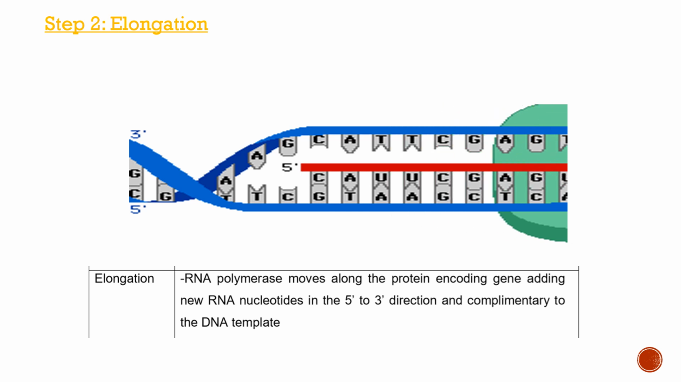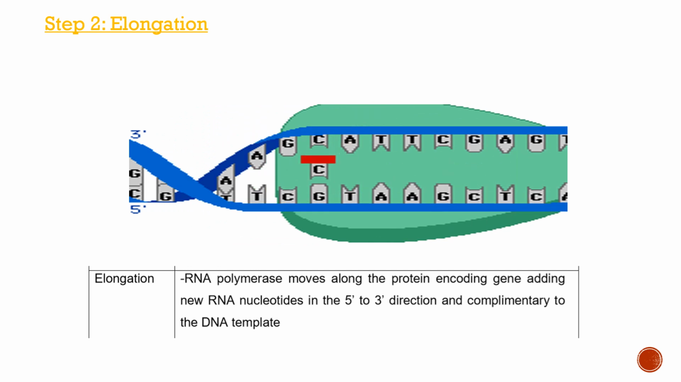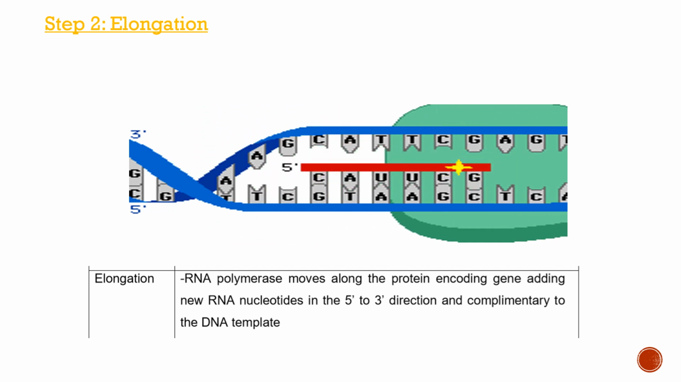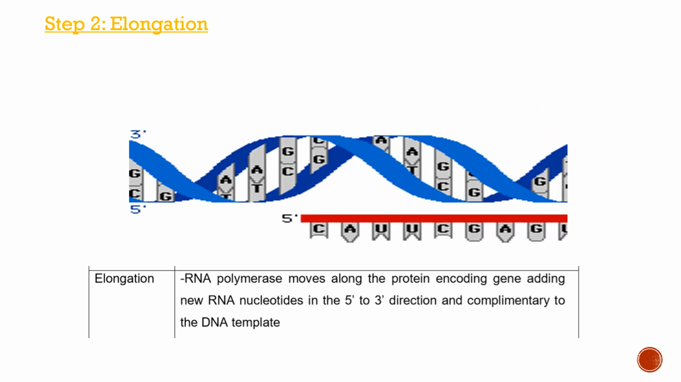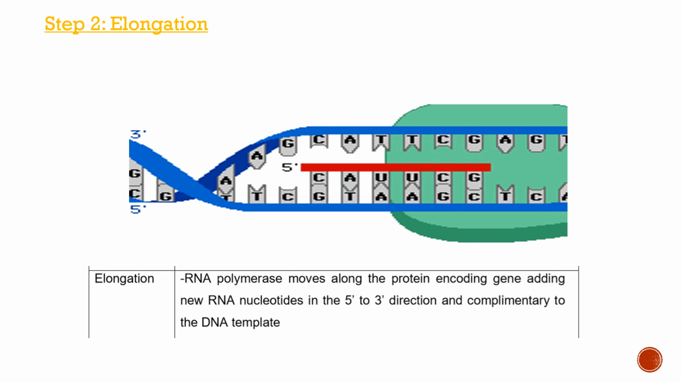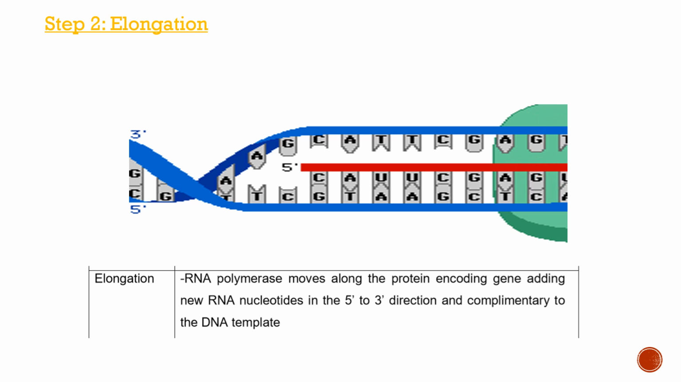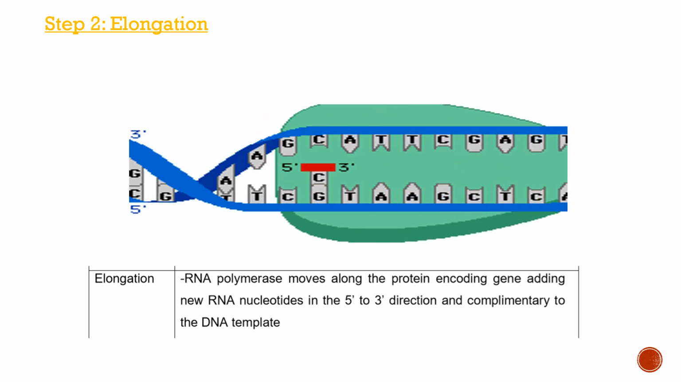So unexposed thymine on the DNA strand hooks up with an RNA nucleotide with an adenine. Unexposed cytosine on the DNA hooks up with an RNA nucleotide with a guanine base. But unexposed adenine on the DNA will hook up with uracil. So don't forget, in RNA, instead of thymine, we have uracil as the base pair for adenine.